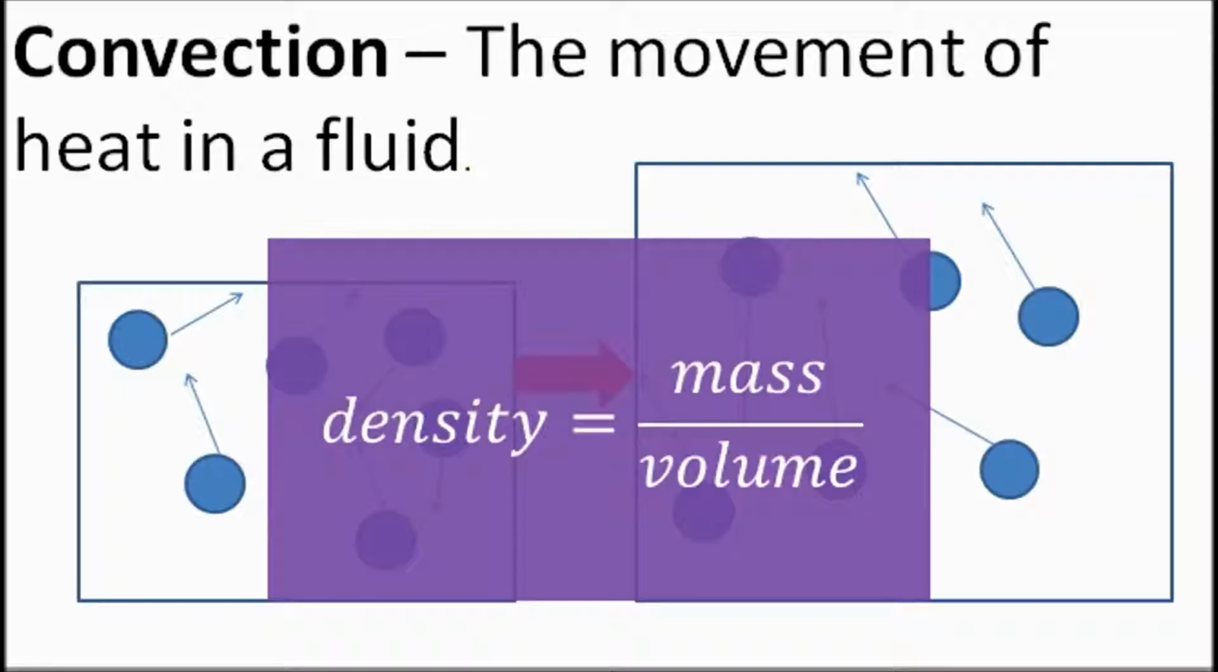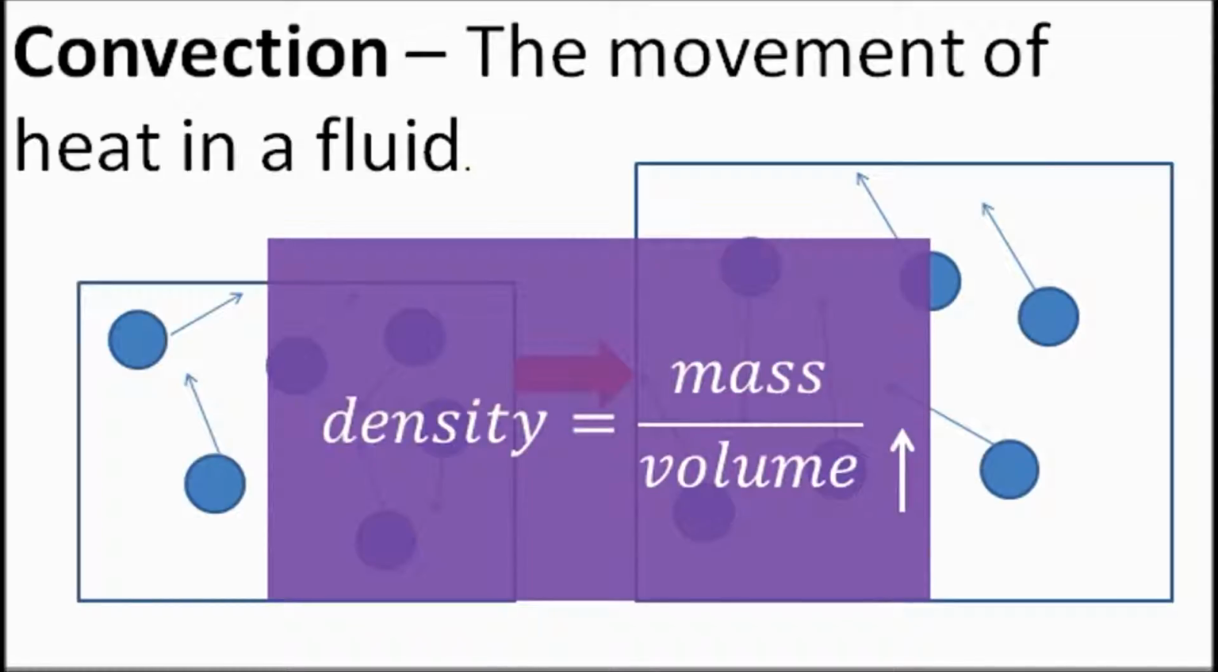So what happens is we get the same mass, the same number of particles. Mass is just stuff, number of particles. The amount of stuff hasn't changed. Six particles here, 6 particles here, so mass stays the same. But the volume increased because they took up more space, because they're jiggling around much faster.